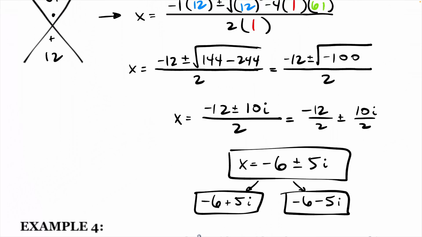Can I add them to make negative 1 or subtract them to make negative 11? No, I can't, because one of them is real and one of them is not. Anything with an i can't add with a real number because it's imaginary. I can't add an imaginary thing because it's not real.